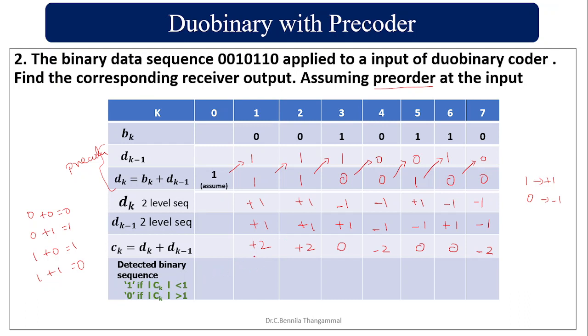While receiving at the receiver end, we are going to use the decision device. If modulus of CK is less than 1, the value is 1. If modulus of CK is greater than 1, it's going to be 0. So greater than 1 gives 0, less than 1 gives 1, greater than 1 gives 0, less than 1, less than 1, greater than 1. So this is the data at the transmitter end, and this is the data at the receiver end. So both are the same.